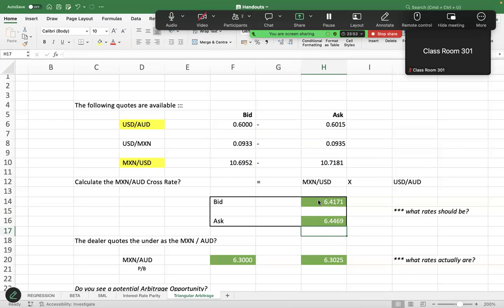I can buy at 6.4469. तो मेरा फेयर वैल्यू क्रॉस रेट है 6.4469, ये वाला रेट which I just found out fast. लेकिन what is the dealer code giving you? 6.3025, which means what is undervalued? With respect to the Mexican peso, the Australian dollar is undervalued.